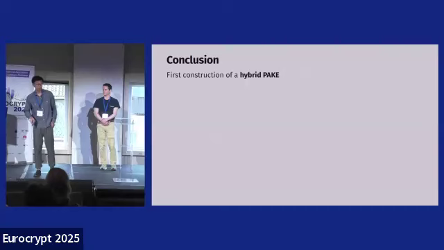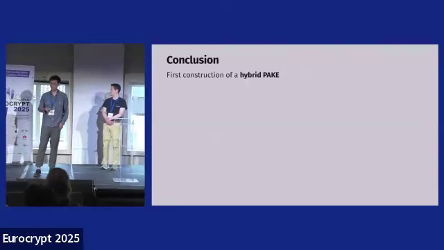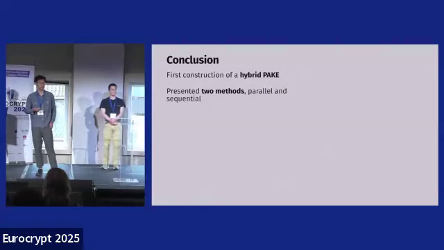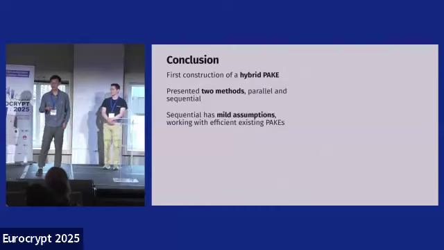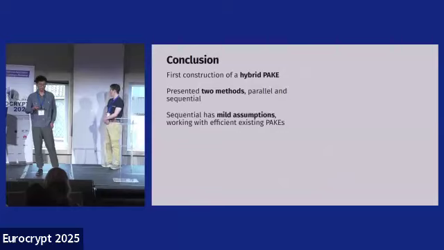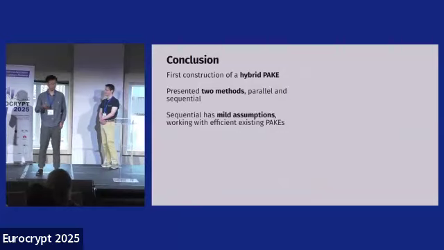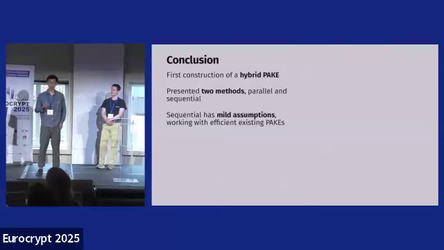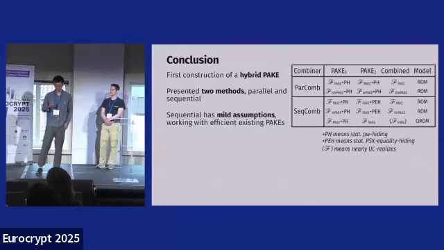So we gave the first construction of hybrid PAKEs, and we presented two methods: a parallel combiner and a sequential combiner. And the sequential combiner only requires mild assumptions. It works with efficient existing PAKEs like CPace, SPAKE2, and EKE-based lattice PAKEs. And here is a summary of our results.